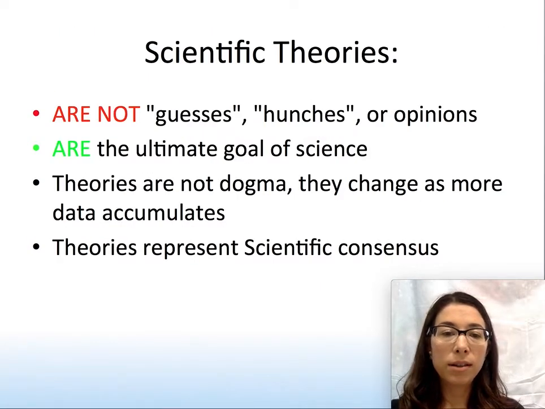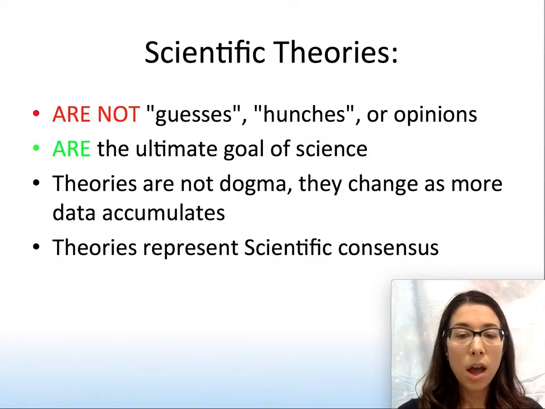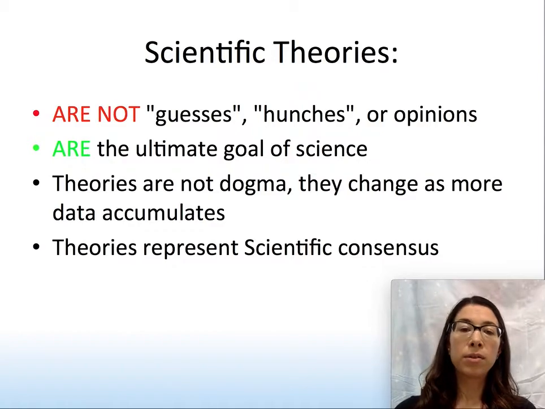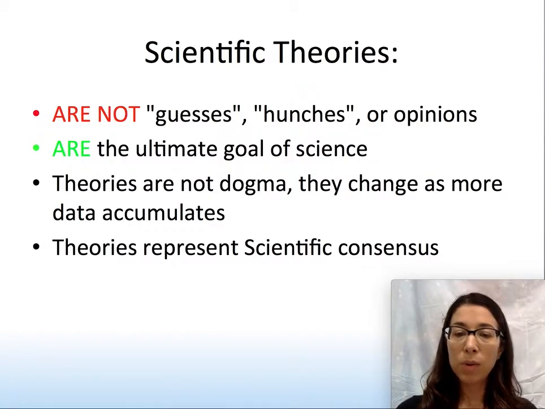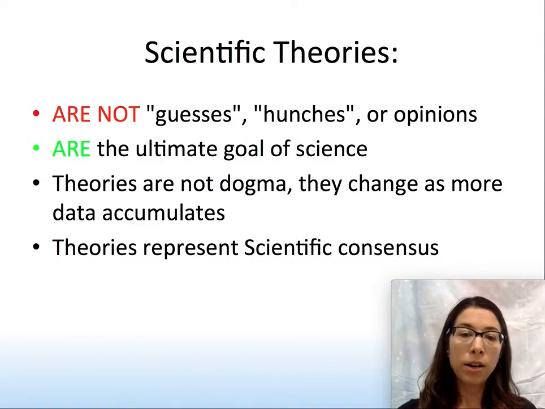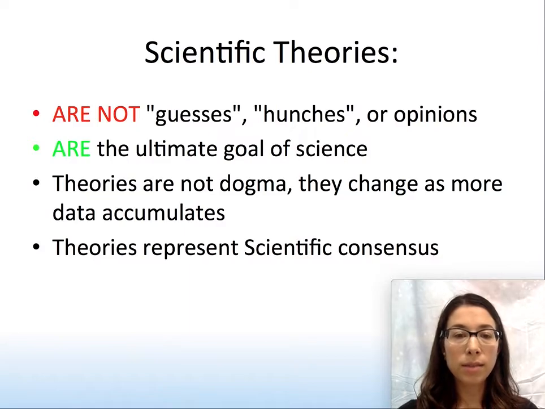Scientific theories are not hunches or opinions. We can consider them basically to be truth. But as good scientists, we know that there is no absolute truth. But we will take them to be as close to truth as you can possibly get. Scientific theories are the ultimate goal of science. They are not dogma, right? They are not based on a collective opinion. They are based on scientific facts. But they can change as more data accumulates.